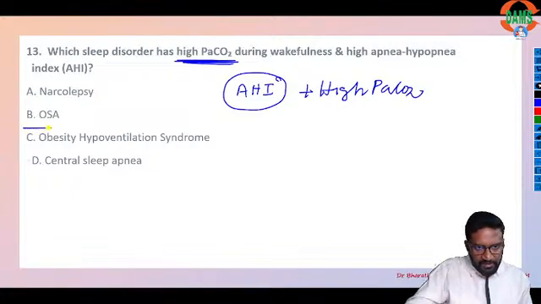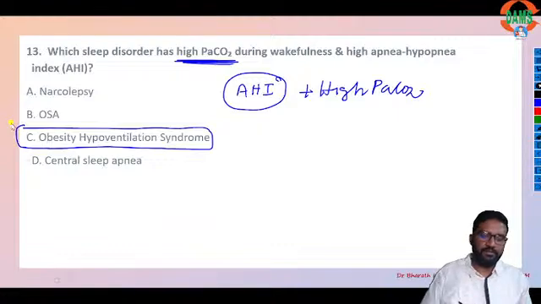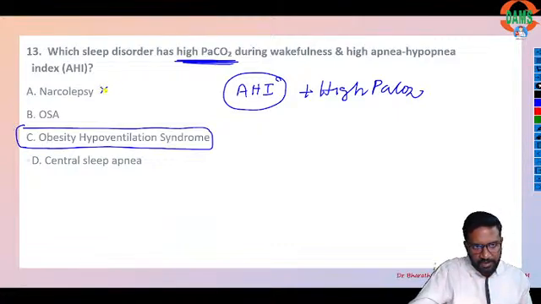So whenever there is high PaCO2 with high AHI, your answer should be obesity hypoventilation. Now let us see other options. Why is it not narcolepsy? Narcolepsy is only excess sleeping. There will be no problem in breathing.